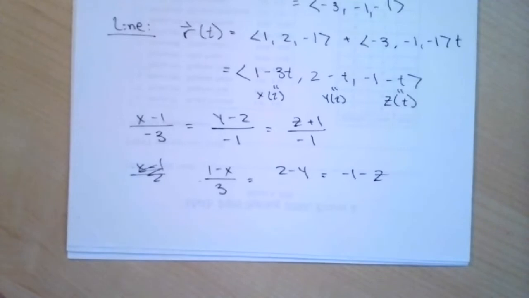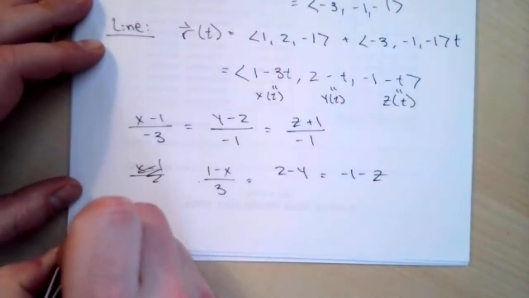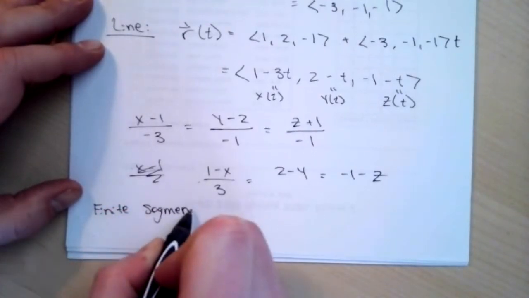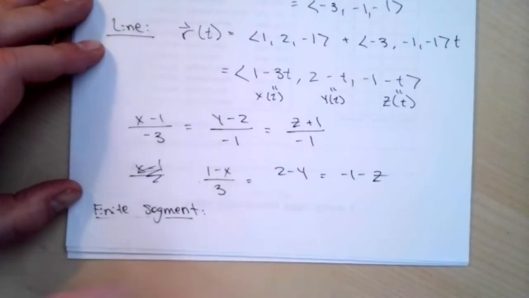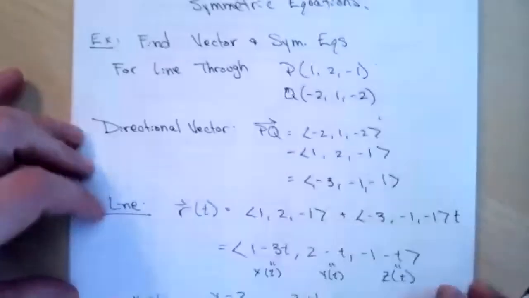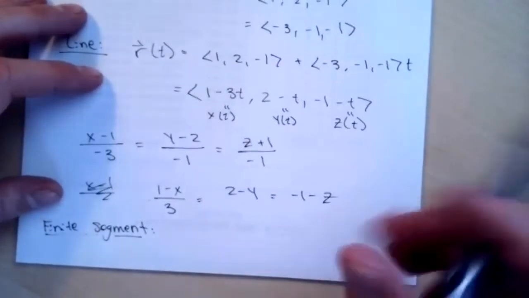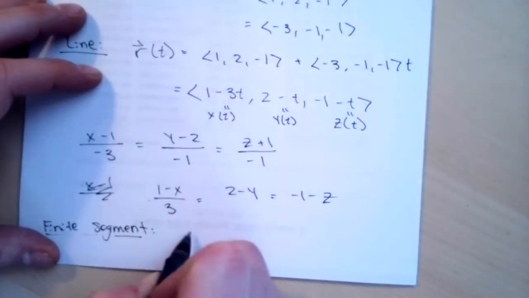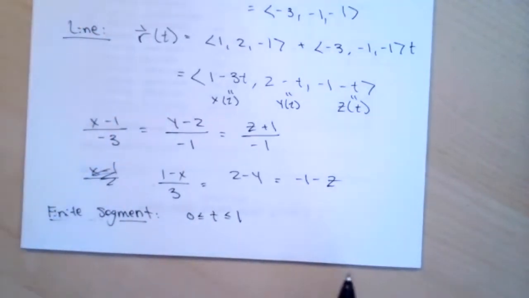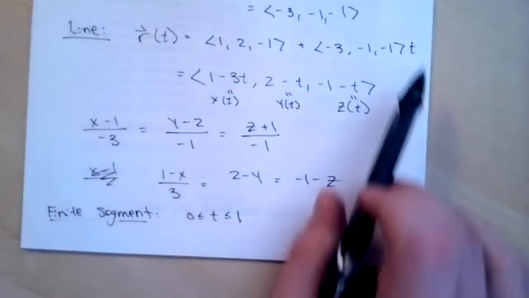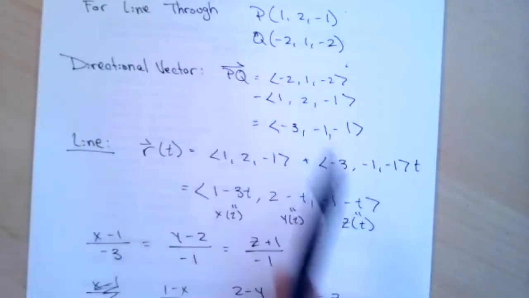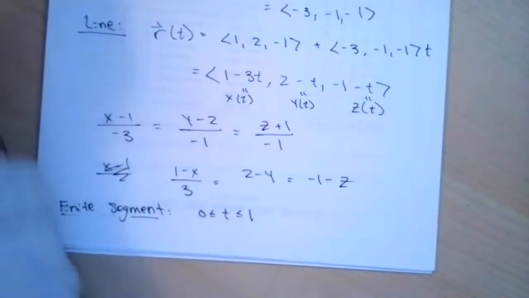Now, if we wanted to restrict ourselves to a finite segment, this just means we want to restrict our t values. So if we restrict the domain, we'll restrict ourselves to a finite segment. If we wanted to restrict ourselves to the finite segment between p and q, we would use the same equations, but just restrict t between 0 and 1. We already talked about the specific t values. At t equals 0, we start at p, and we cooked it up so that at t equals 1, we end at q. And so we would just restrict our time to that domain.